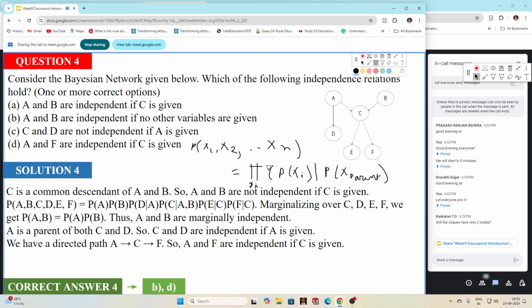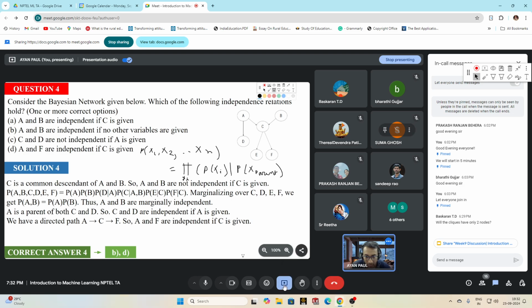Sir, you are not sharing the right screen. Screen is not shared. Okay, how did it happen? It is shared, sir. Yes, sir, shared. Okay.